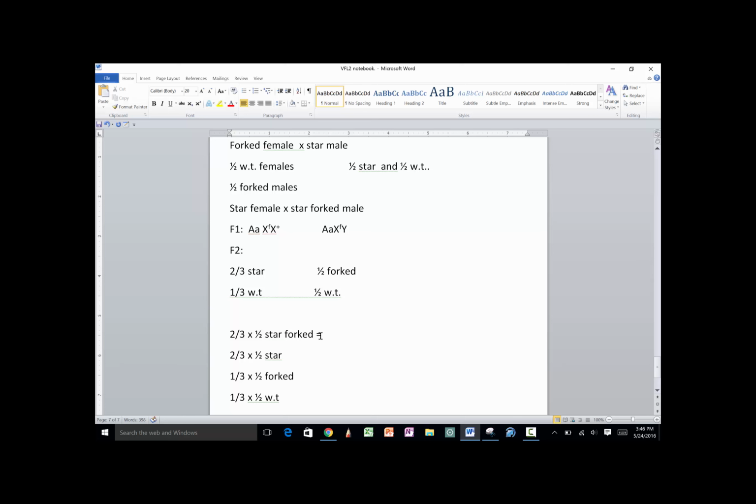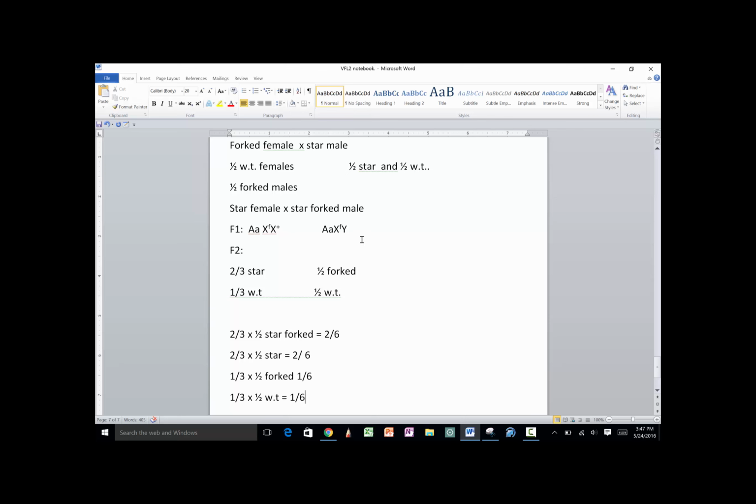So this equals 2/6, 2/6. That's not enough sixths. One-third times 1/2 is 1/6. Oh yeah, it is 1/6.